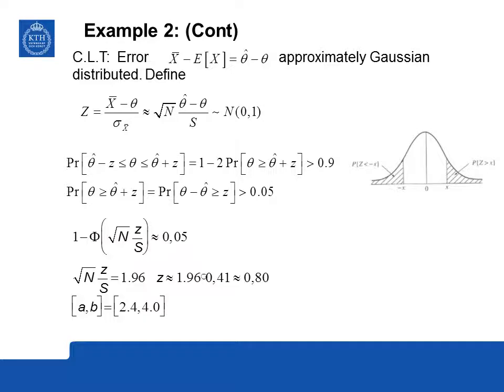And doing this computation using the inverse distribution function phi for the normal or Gaussian 0,1 variable, we can compute the value of z here, and z turns out to be 0.8, and so the confidence interval AB has to be theta hat, which was 3.2, plus minus 0.8, which is given below. So this is our final result.